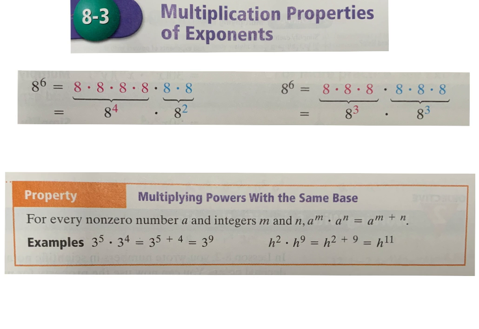So this is what it says. For every non-zero number a, and the integers m and n, a to the m times a to the n is a to the m plus n. You add their exponents. They give the examples. 3 to the 5th times 3 to the 4th is 3 to the 5 plus 4, or 3 to the 9th. It works with variables as well, as long as the bases are the same. H squared times h to the 9th is h to the 11th. You just add their exponents.